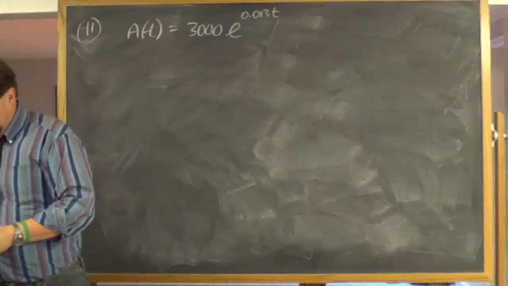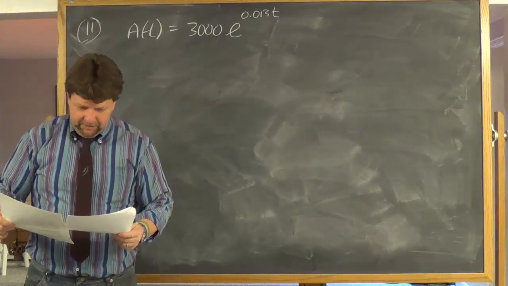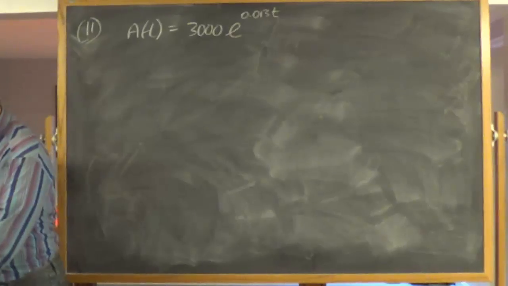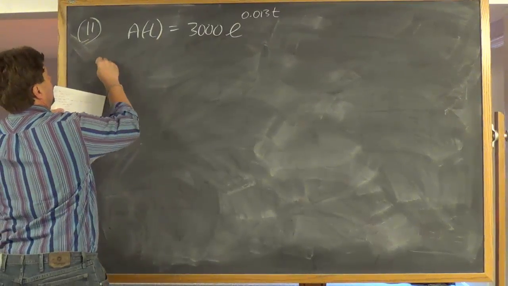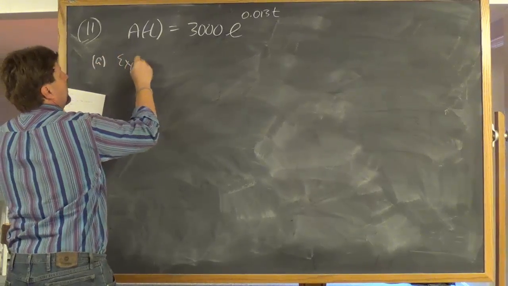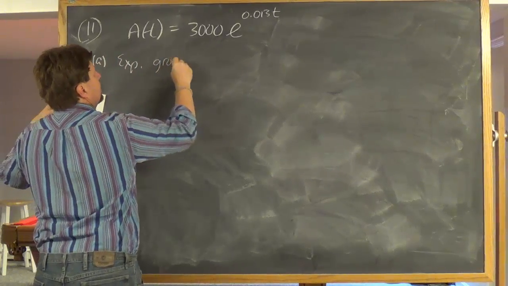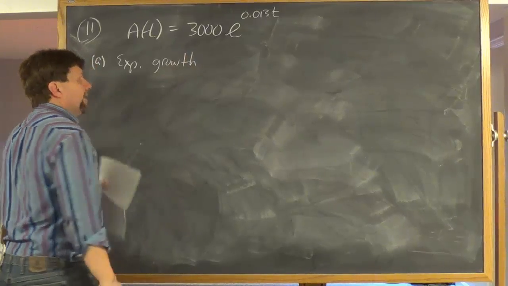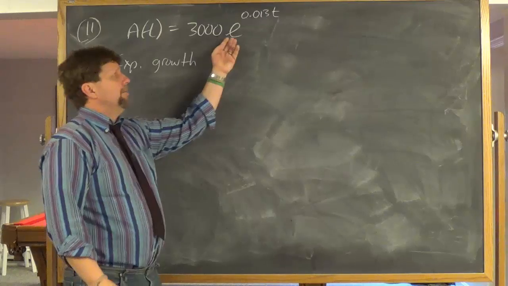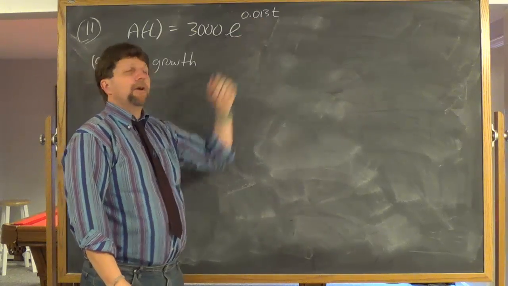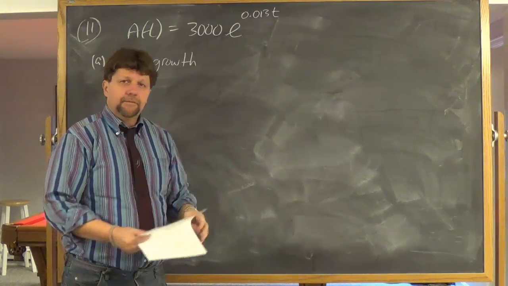And let's see, part A. Does this function model exponential growth or exponential decay? Well, quite simply, it's exponential growth. We know it's exponential growth because the base is e and the exponent is positive. That's it.